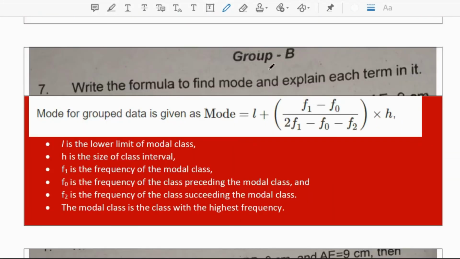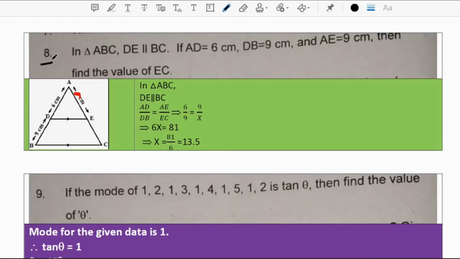Now we will move to group B. Seventh question, write the formula to find mode and explain each term in it. So the mode formula is L plus (f1 minus f0) by (2f1 minus f0 minus f2) into h. Sometimes they may ask mean, sometimes they may ask median also, students. So you have to be familiar with all the terms. Eighth question.